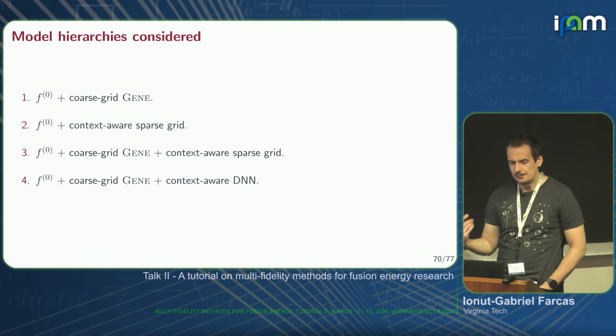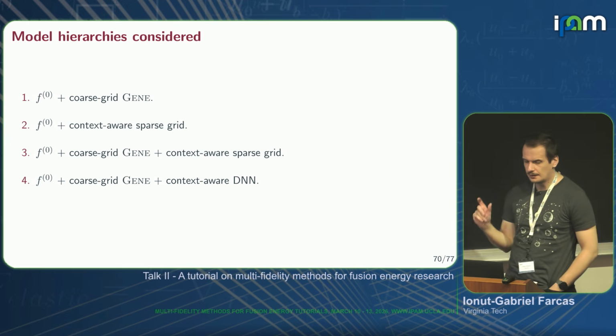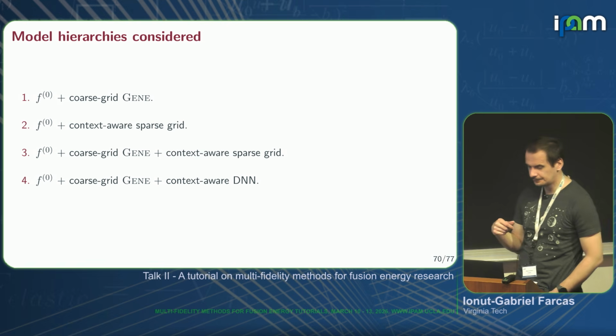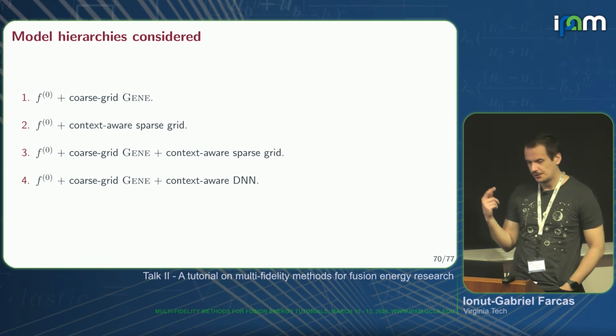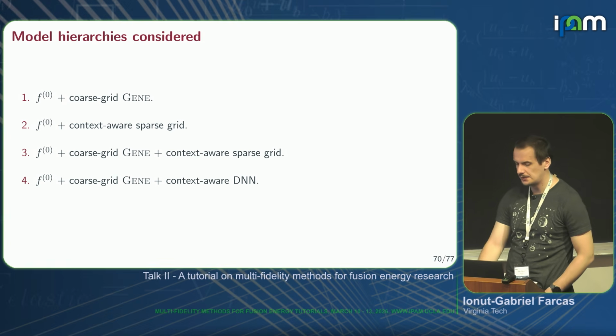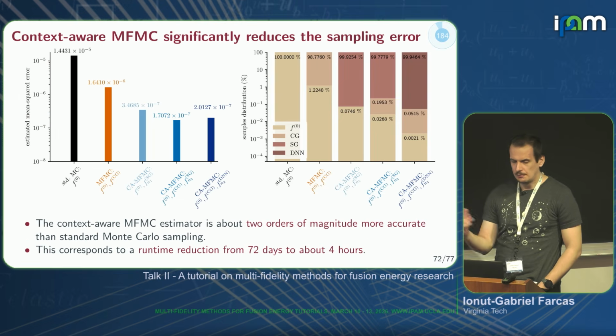Then we have done the following experiments. So a bi-fidelity setting with the coarse grid GENE model, a bi-fidelity setting with the context-aware sparse grid model, three models where one is the coarse grid model and the second low-fidelity model is the sparse grid model, and then a fourth example where we have the coarse grid model and the deep neural network model. So let me show you this example.